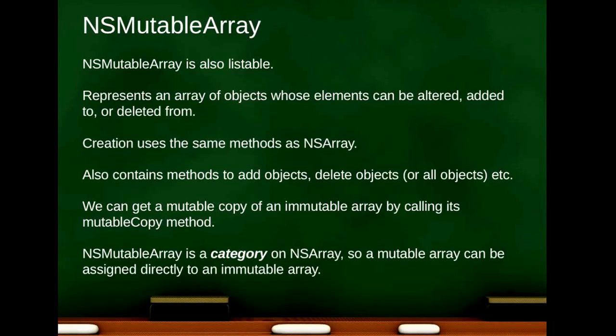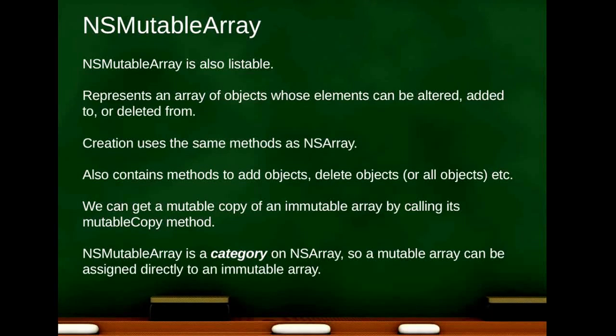In other words, we can call an instance method called mutable copy on an NSArray, and what we get out of that is a mutable copy of that NSArray. We get an NSMutableArray that has the same contents as the NSArray. Like I said, NSMutableArray is a category on NSArray. So categories in Objective-C are a way to add methods to an already existing class.